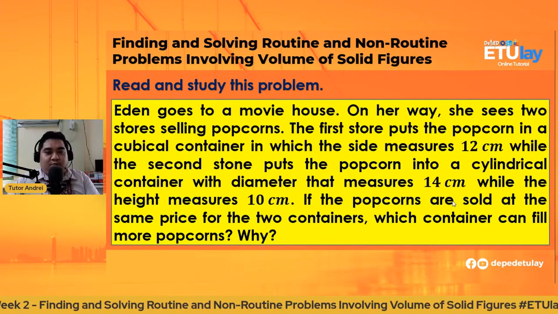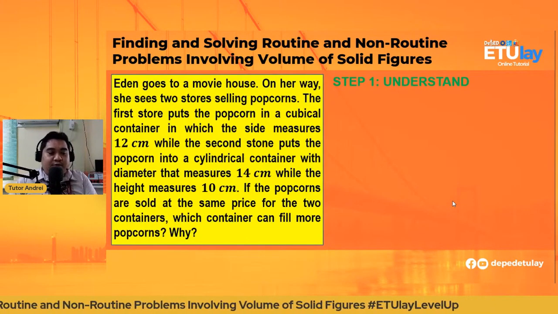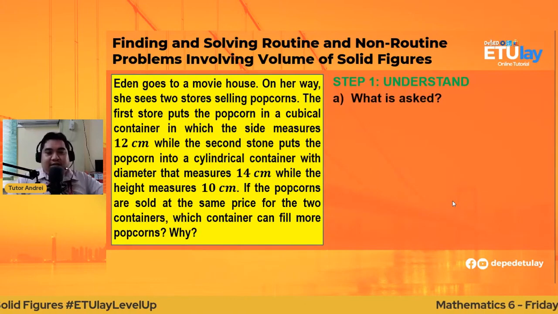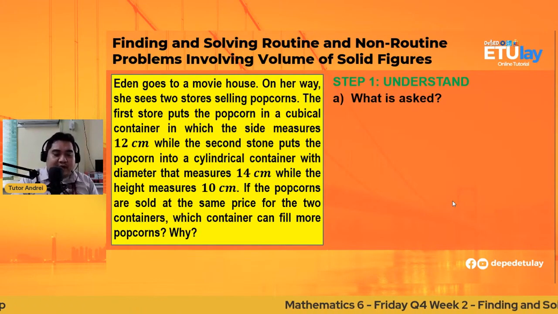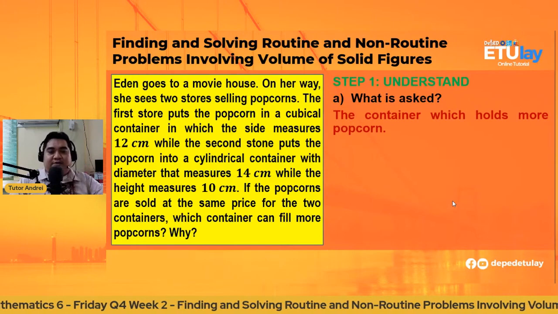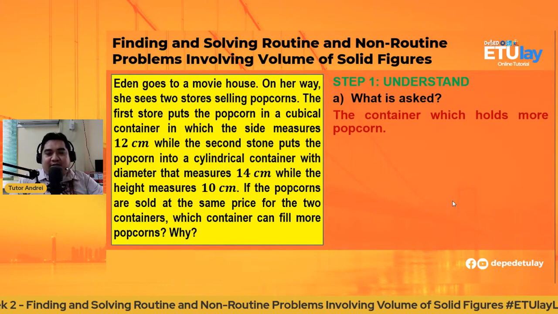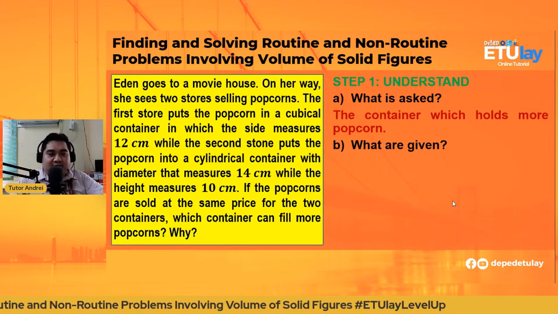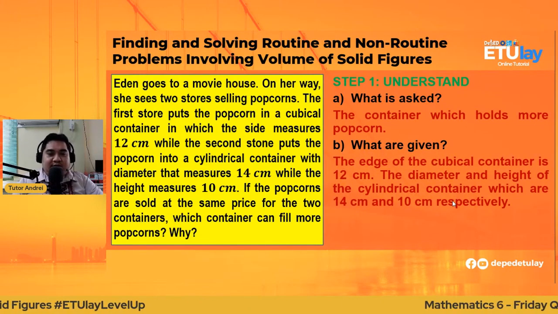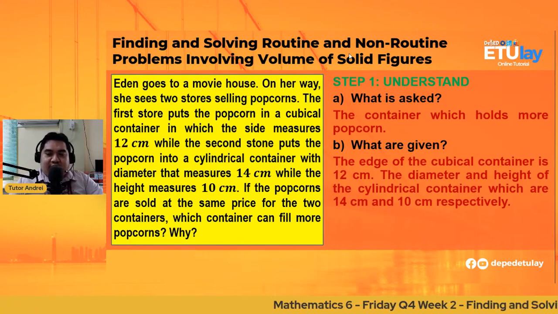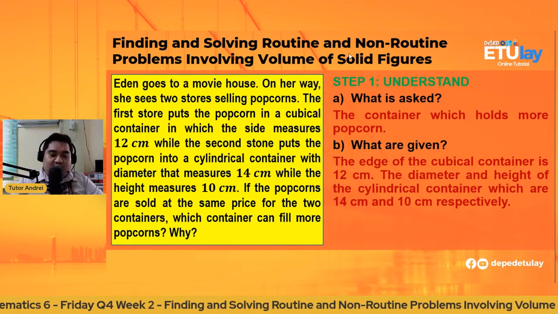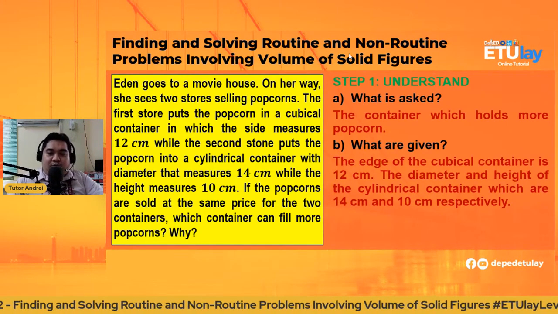Let's try to answer the problem. So again, we follow the four-step rule in solving the problem. So step one is to understand the problem. So again, what is asked in the problem? So ano nga ba ang tinatanong natin o ang hinahanap natin rather? Of course, you're going to find the container which holds more popcorn. Siyempre, yun ang kailangan natin malaman. Then second, what are the given facts? Of course, the given facts are the edge of the cubical container is 12 centimeters, and the other one is the diameter and the height of the cylindrical container, which are 14 centimeters and 10 centimeters respectively. Okay, so alin kaya ang may more popcorn?